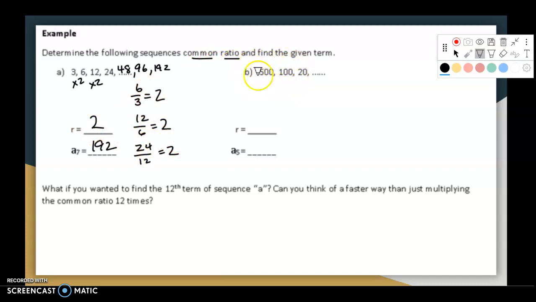In letter B, how are we getting from one term to the next? Well, you might say, oh, I'm dividing by 5. And you would be correct.